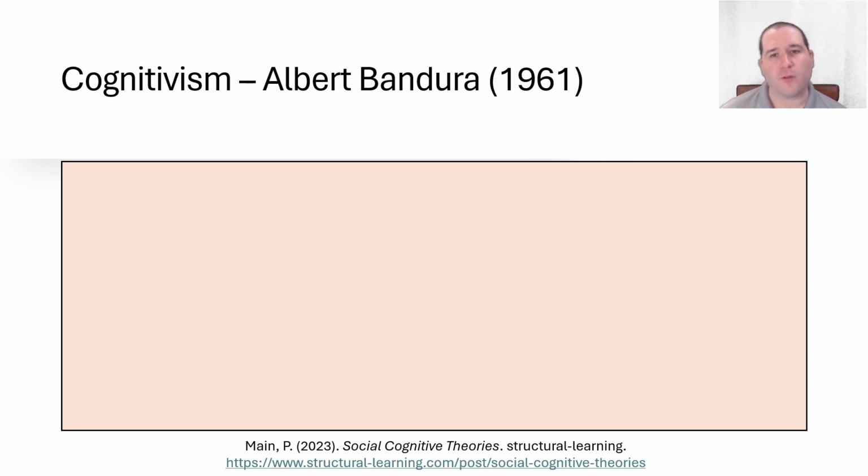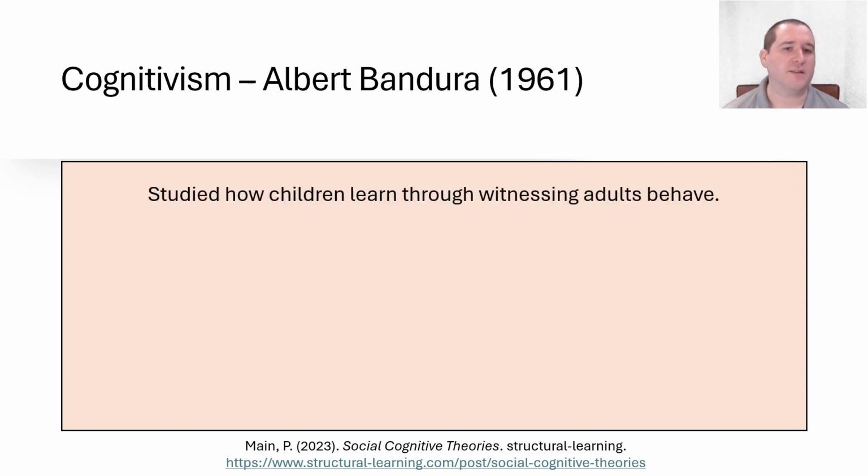Right, as we get further along in the 20th century, these cognitivist ideas kind of keep coming, and experiments keep happening that kind of show these different processes. For example, Albert Bandura in 1961 studied how children learn through witnessing adults behave. Okay, so this is a new concept. You don't have to practice or take part in learning for it to happen. You can learn through observation. From watching someone else's behavior patterns, you can learn how to behave.